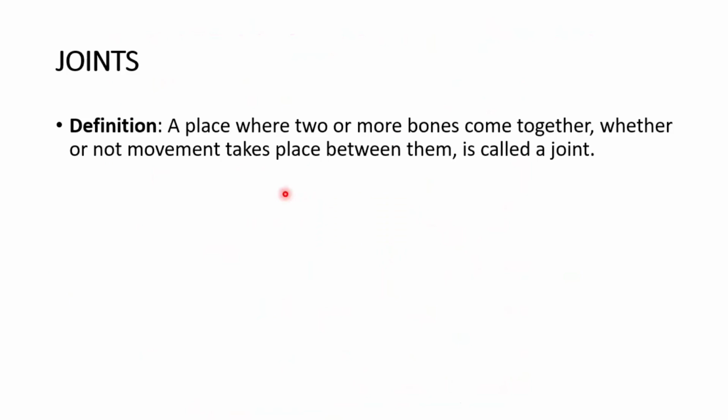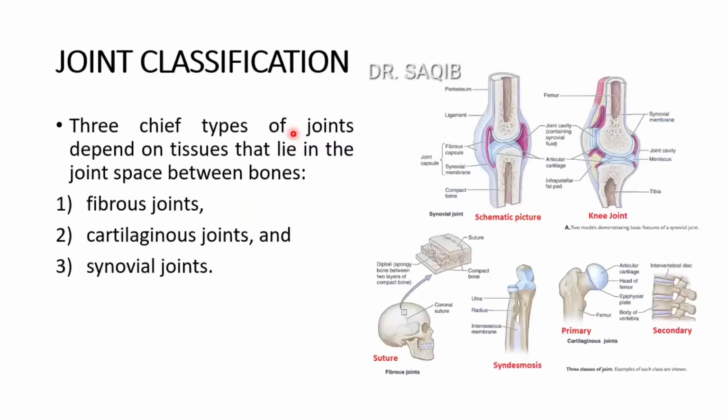So the joints. The definition of a joint is a place where two or more bones come together, whether or not movement takes place between them. So this is the definition of joint. So let's move on to the joint classification.